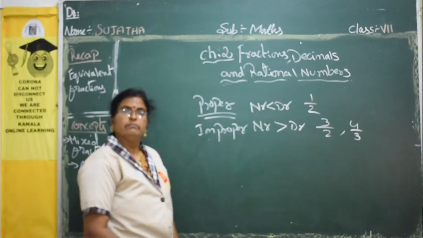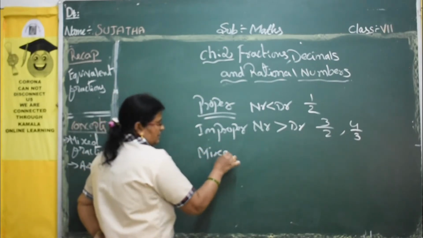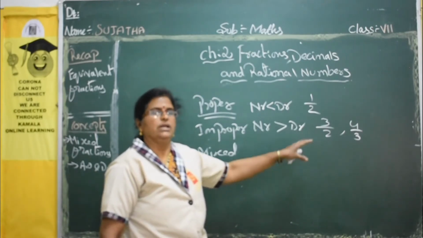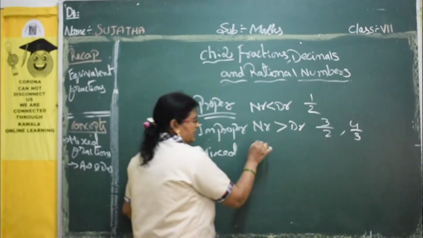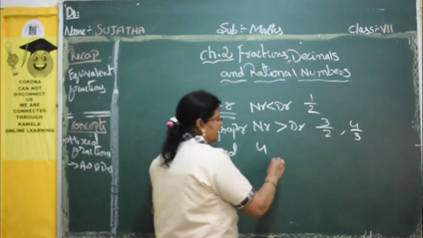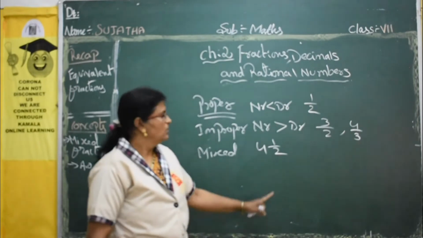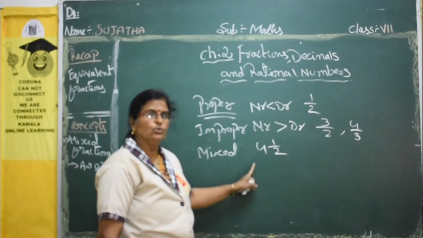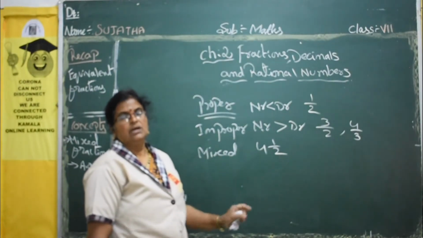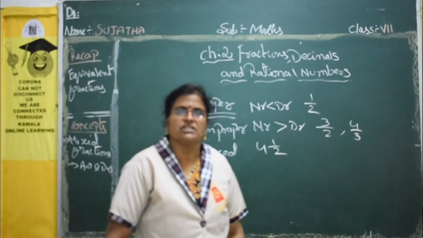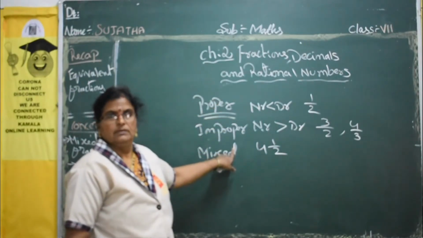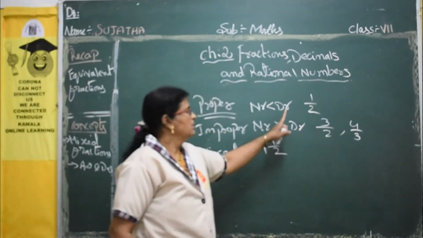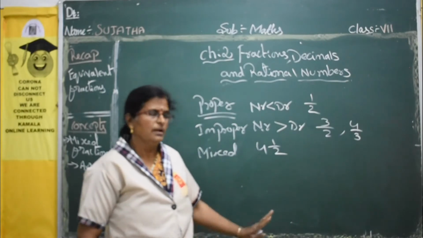Now what is meant by mixed fraction? A mixed fraction is nothing but a whole number along with a proper fraction. Any whole number you can take along with a proper fraction. 4 is a whole number and with a proper fraction, 4 1/2 is a mixed fraction. So which fraction can be changed into a mixed fraction? Proper or improper? Improper fractions can be changed into a mixed fraction, not proper fractions. Understood?